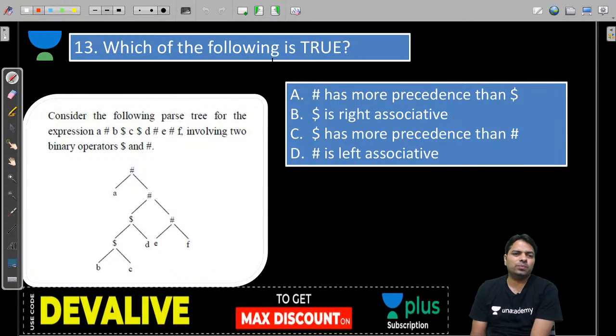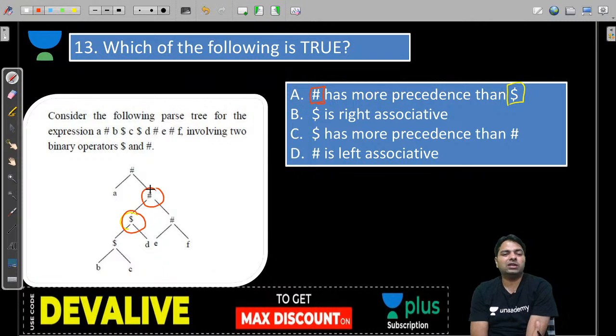Which of the following is true? Now we have the tree. Now we are looking for ash and dollar, and look at who has more precedence. Guys, when I'm taking ash and dollar, carefully look at dollar and ash. Which one has more precedence? Without dollar, can you evaluate ash? No, right? So dollar has more precedence. So this statement C is true. Dollar has more precedence than ash.